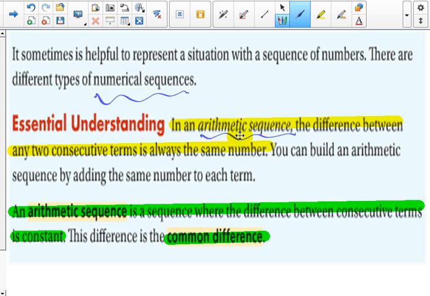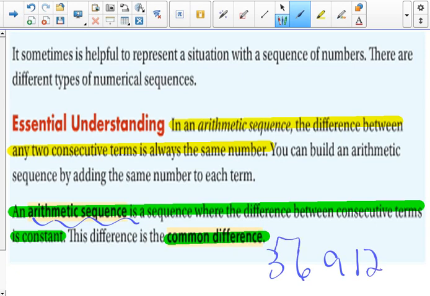So in an arithmetic sequence, the difference between any two consecutive terms is always the same number. You can build an arithmetic sequence by adding the same number to each item. That's the first thing. Quite easy, right? And then an arithmetic sequence is a sequence where the difference between consecutive terms is constant. This difference is called the common difference. So when I did 3, 6, 9, 12, it's the same difference. That 3 remains constant, and my common difference here is 3. Everybody see that?